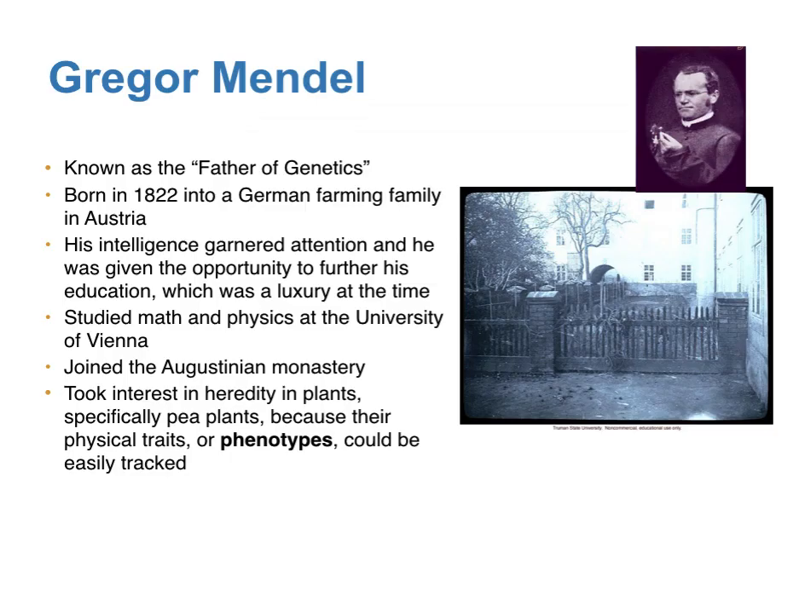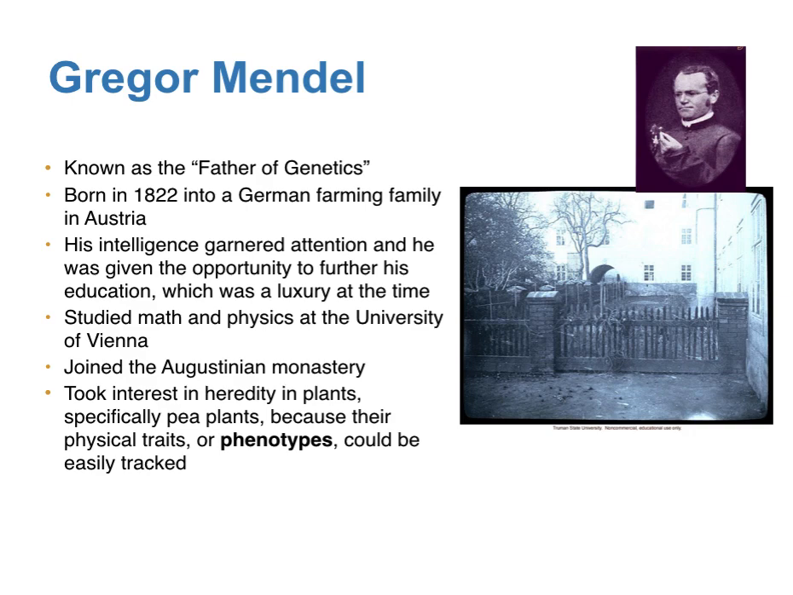So, the study of heredity started with the work of Gregor Mendel and his pea plant garden. Gregor Mendel is known as the father of genetics. He was born in 1822 into a German farming family in Austria. His intelligence garnered attention, and he was given the opportunity to further his education, which was a luxury at the time. He studied math and physics at the University of Vienna.